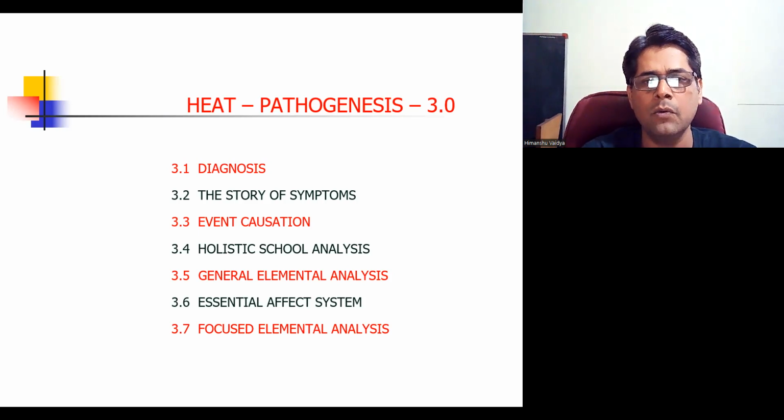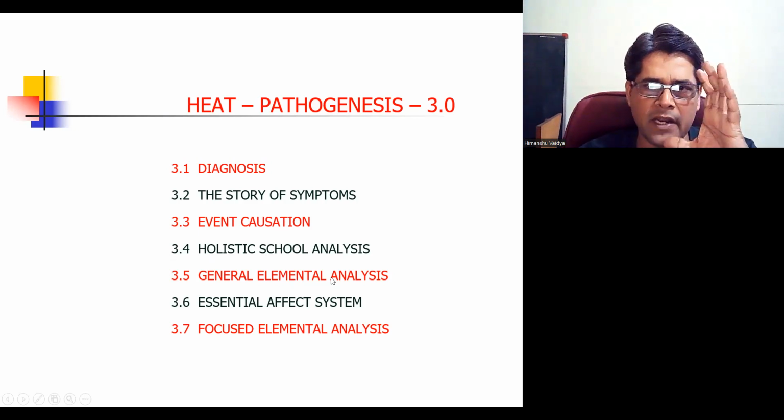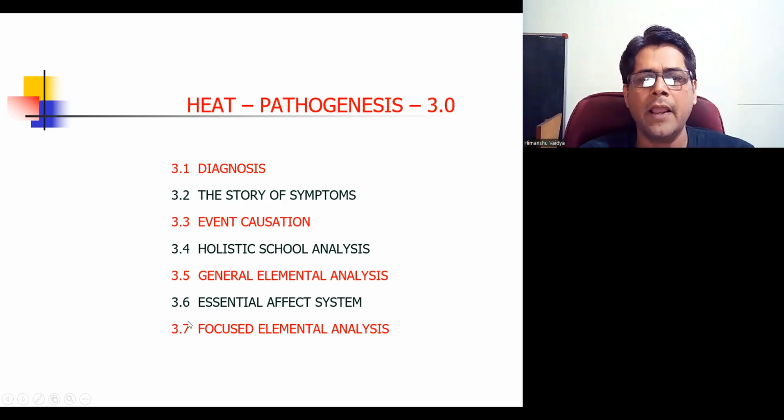So this is what we do, that let us say there is an event causation, and then we go into the holistic school analysis, and from there we go into the general elemental analysis. And in one part of the general elemental analysis, if we look at the process elementals, if you put the last part of the process elemental variables together and expand it a little, you come to a slightly elaborated construct called the essential affect system. And from there, we go to the focused elemental analysis.